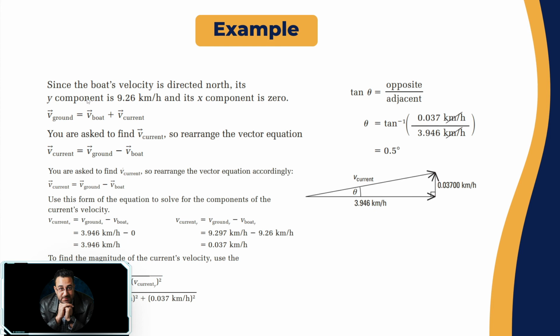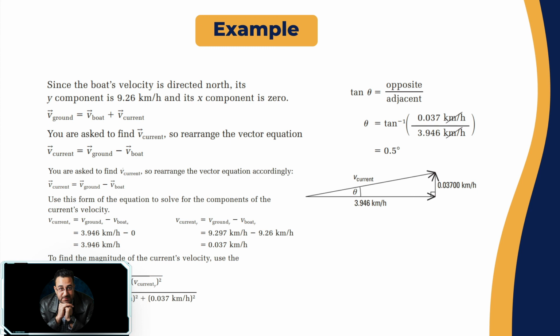So V ground would equal V boat plus V current. V current would be V ground minus V boat, and V current X would be V ground X minus V boat X on the X axis. And V current or V river Y would be V ground Y minus V boat Y. In this case, you found the X and Y components. If you remember from the vector components, the V current would be the square root of the X component squared plus the Y component squared. And that would give you 3.946 kilometers per hour.